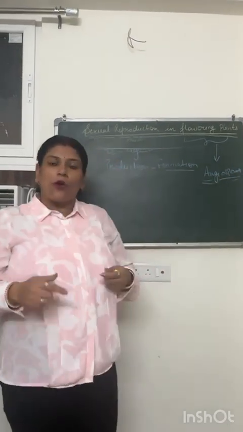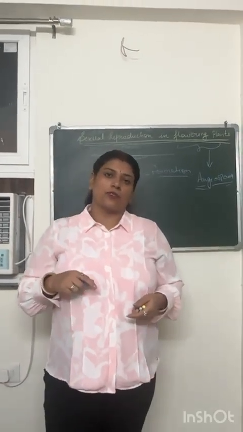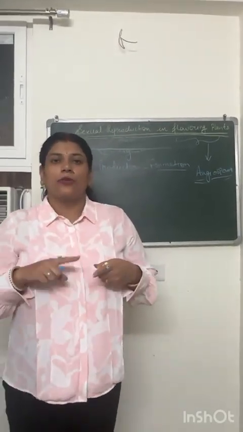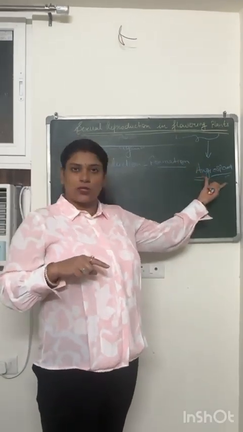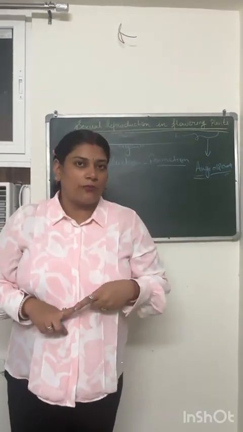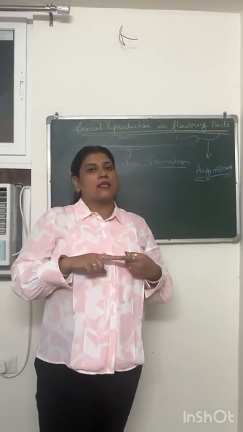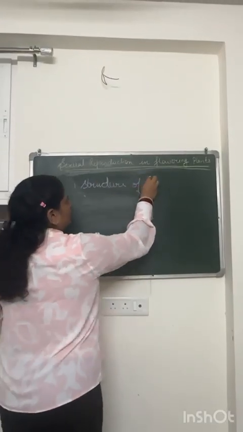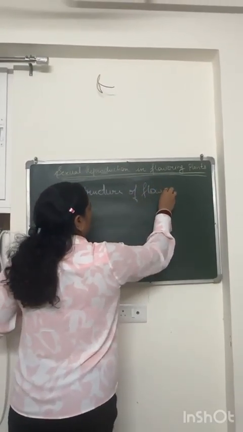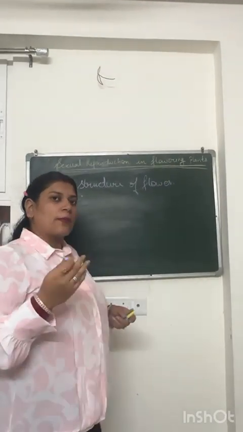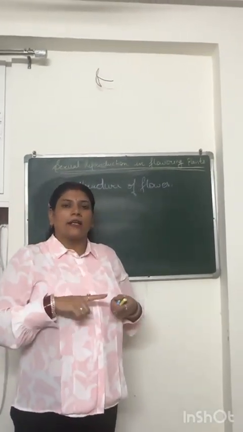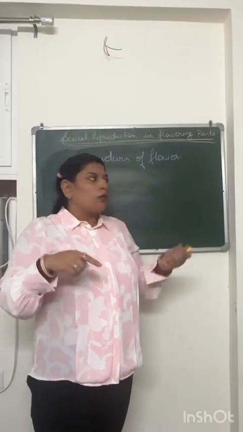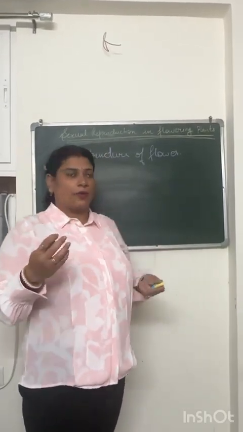Right? So before going ahead, we have to study the main structure of these flowering plants, angiosperms, that is the structure of flower. What is a flower? Flower is a sexual organ of a plant. Structure of flower involves its parts, which consist of sepals, petals, androecium, gynoecium. We will discuss it in detail further.